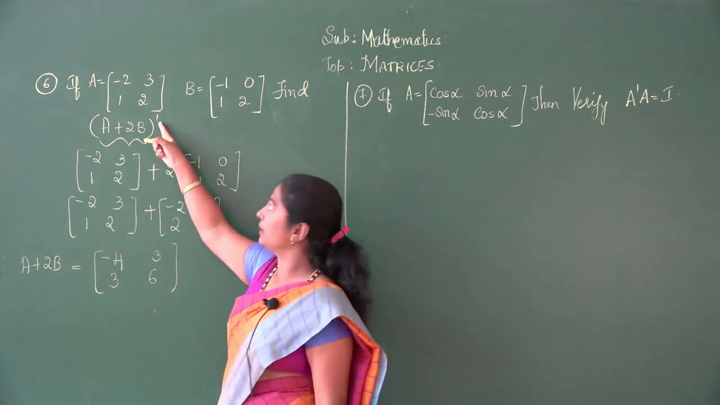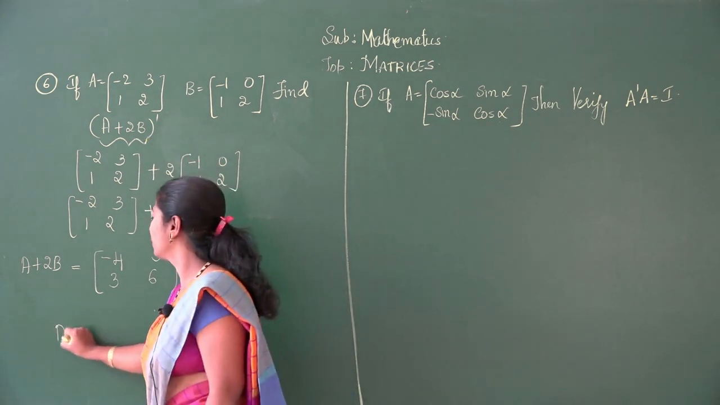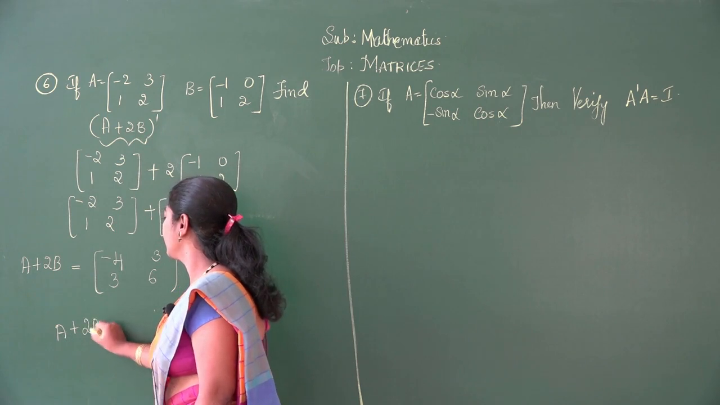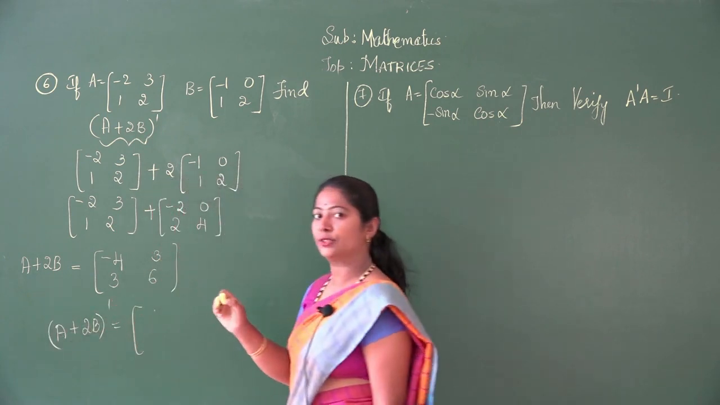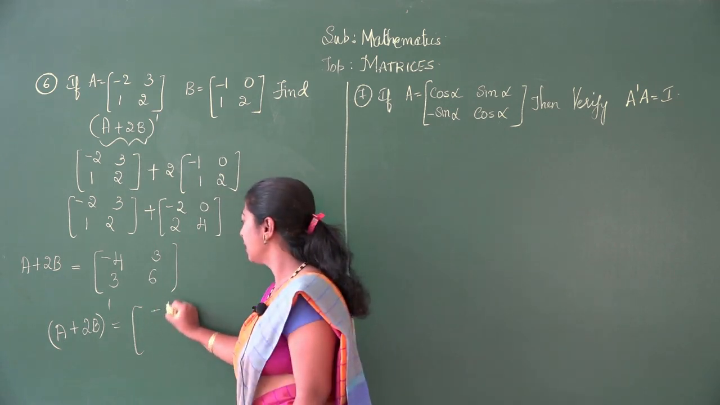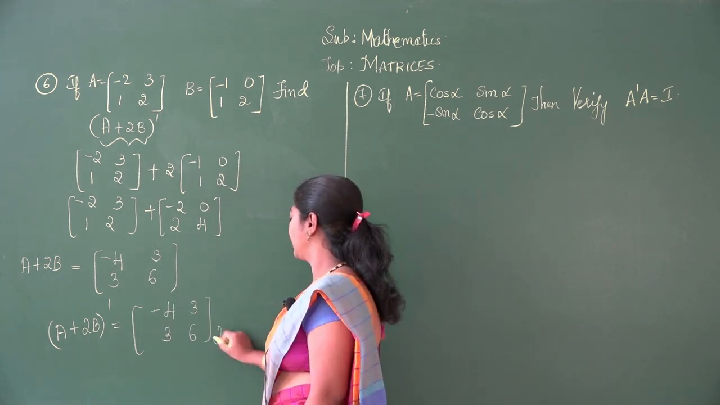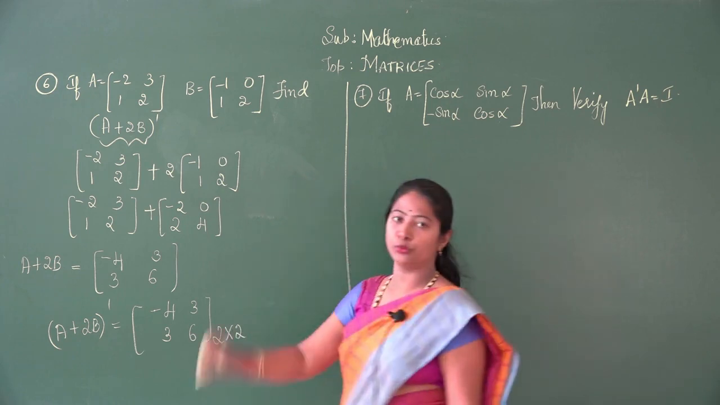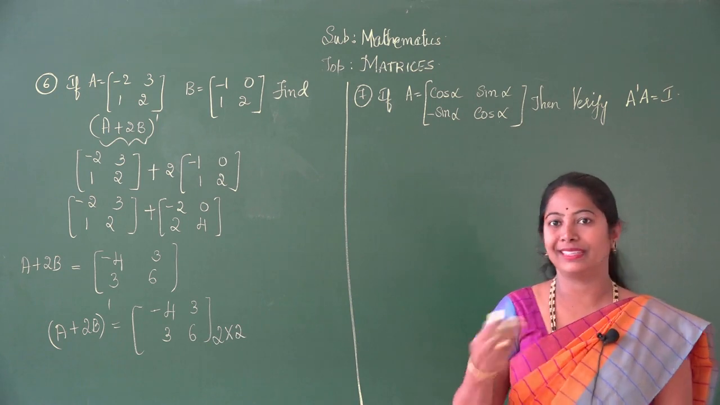Next, we are supposed to find what? The transpose of A plus 2B. So, what is the transpose of A plus 2B? What is (A plus 2B) dash equal to? Rows are interchanged into columns, that is minus 4, 3, 3 and 6, which is of order 2 cross 2. Similarly, moving on to the next problem.